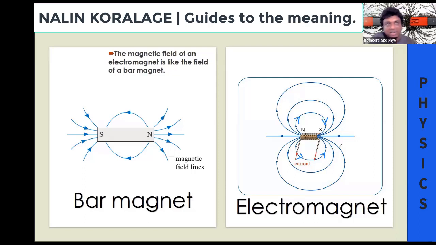So always remember, something important regarding the outside magnetic field: you can always replace the electromagnet, the coil of wire, with a normal, well-known bar magnet, right? Okay.